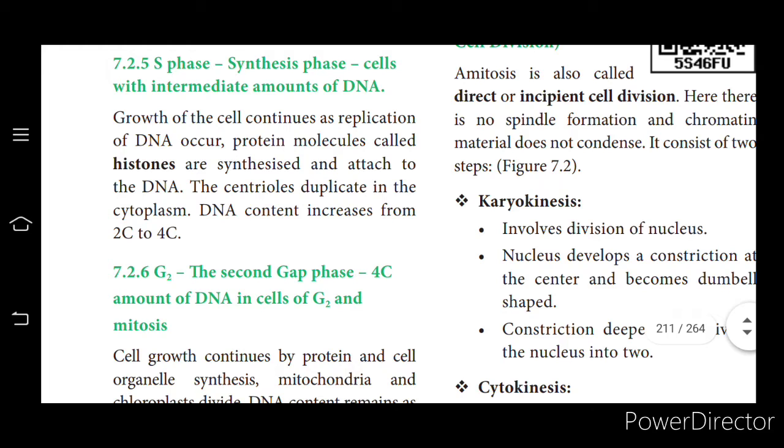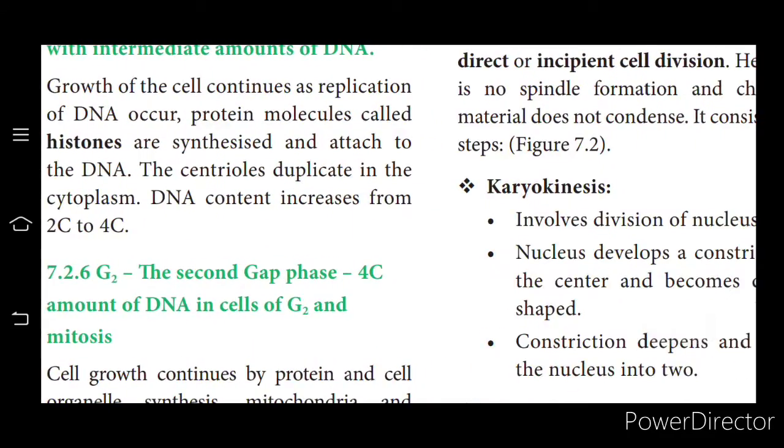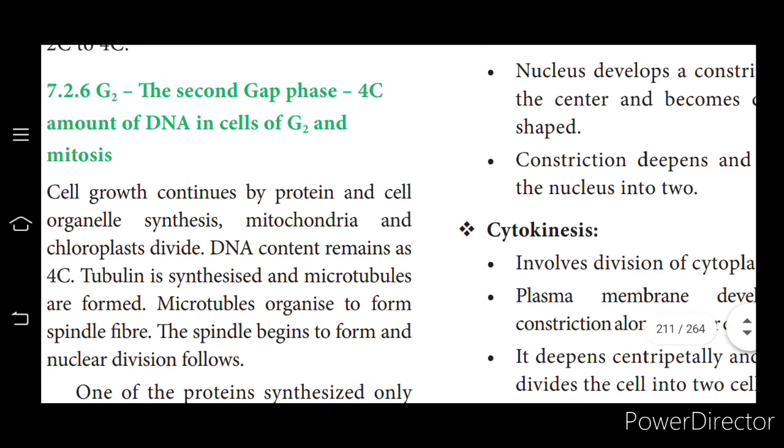Okay, and S phase is a synthetic phase where the growth of the cell continues and replication of the DNA occurs. As we saw in the chromosomes, we have the presence of a protein, and the protein is named the histone protein. The centrioles duplicate in the cytoplasm. DNA content increases from 2C to 4C. Then only it can produce 2 cells.